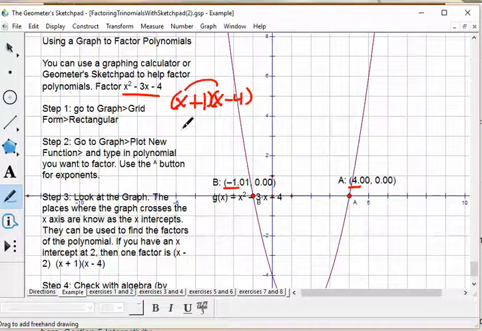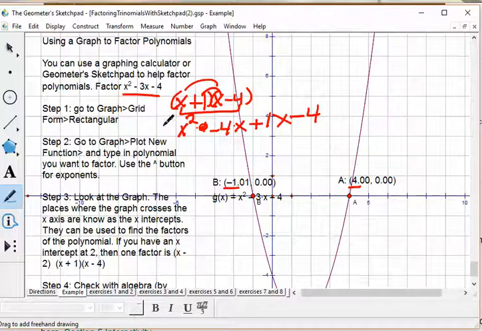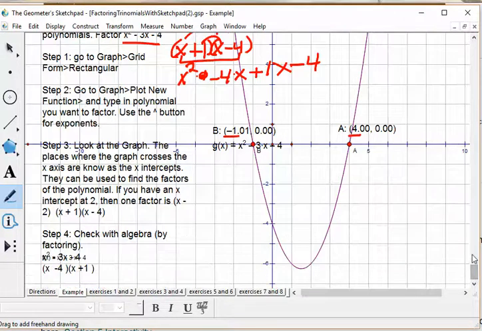So we'd go x times x is x squared. Then the outer, x times negative 4, would be minus 4x. I was going to write a plus. And then the inner would be plus 1x. And then the last times the last would be 1 times negative 4, minus 4. And then you combine your middle terms and you would get x squared minus 3x minus 4. So this works. So this is a way to help you find the factors of your trinomial.